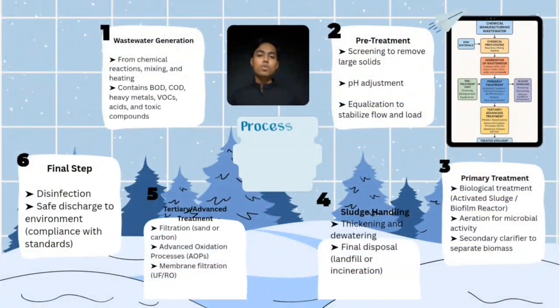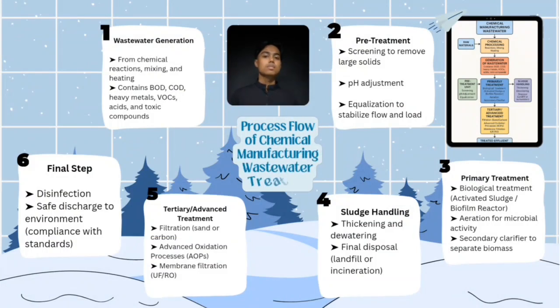Then we move to the wastewater treatment process in chemical manufacturing, highlighting the key stages for managing industrial effluent effectively. The process begins with the generation of wastewater during activities like mixing, heating, and chemical reactions. This water often contains BOD, COD, VOC, heavy metals, and other toxic compounds.